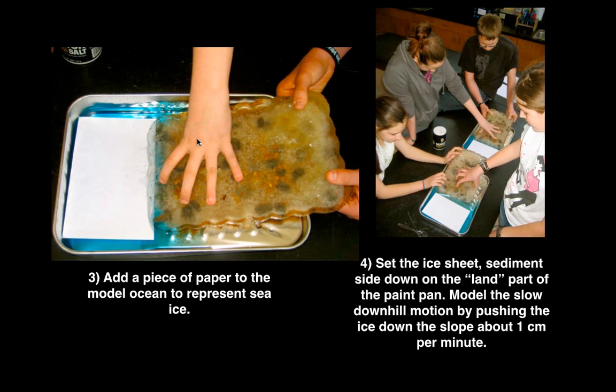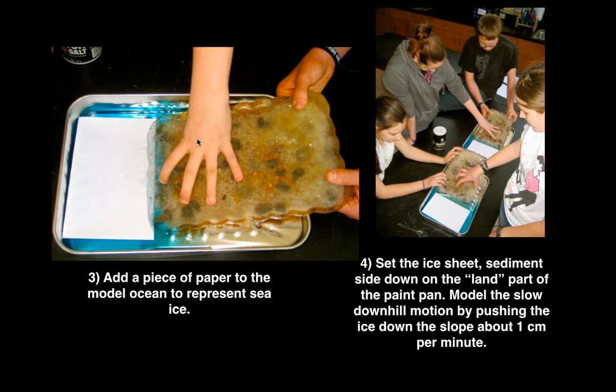Next, you can take a piece of copier paper and cut it in half and add that to your model ocean to represent the sea ice. So that's pictured there in step 3. And then you want to point out again to the kids that the slope of the paint pan is what's representing the land.